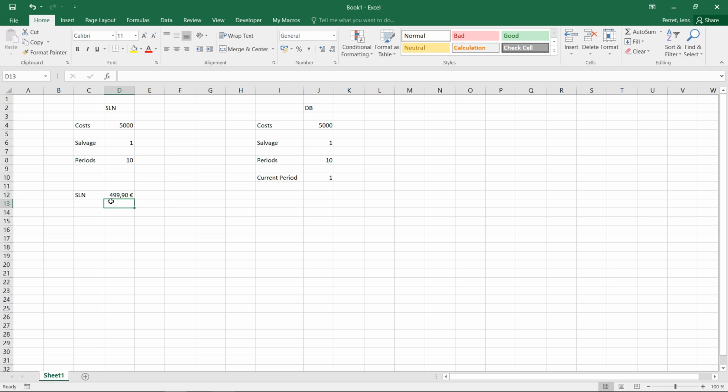So here in this case, because I left €1 to remain, each period we have 499.9 euros. We could set this to 0 as well, then we would get the full 500, which was actually pretty easy, pretty straightforward. I've left the 1 to illustrate the comparison with the DB.